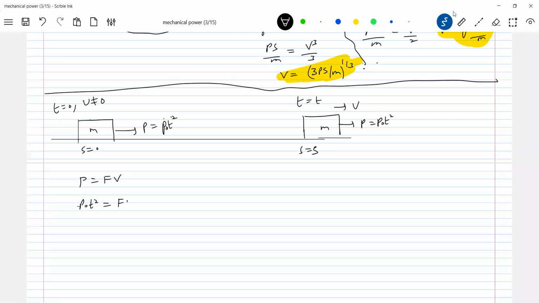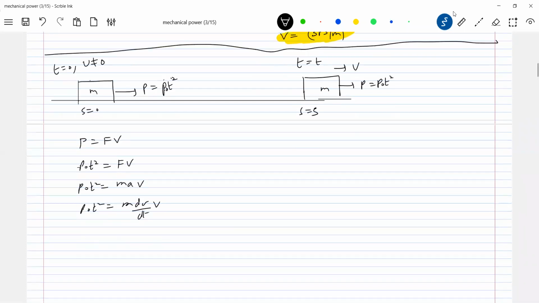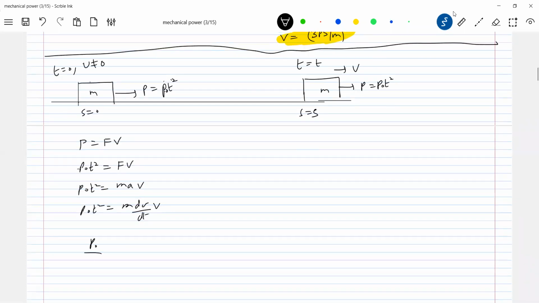F should be, I'll write one more step. F equal to m a, that is m dv by dt. So P naught t square equals m dv by dt. Let me simplify this. P naught by m t square dt equals v dv.